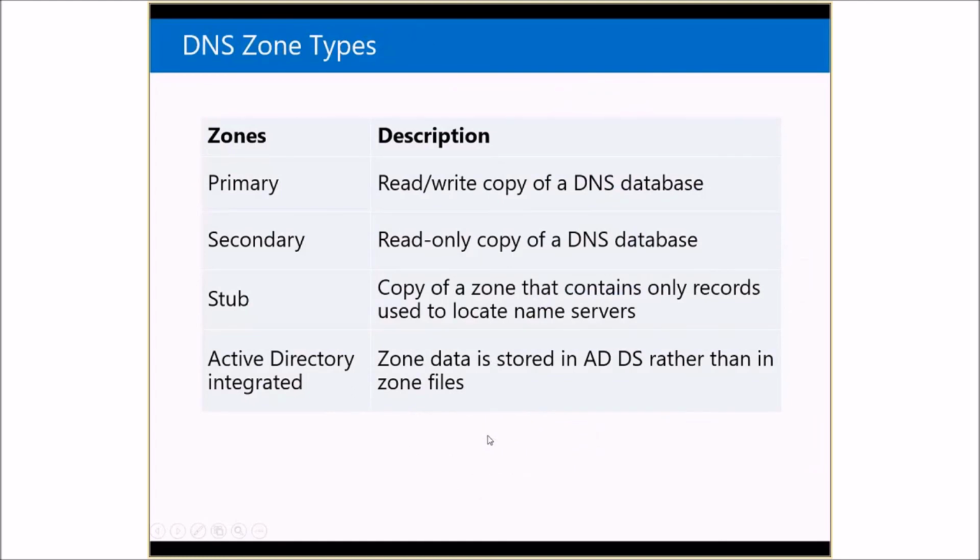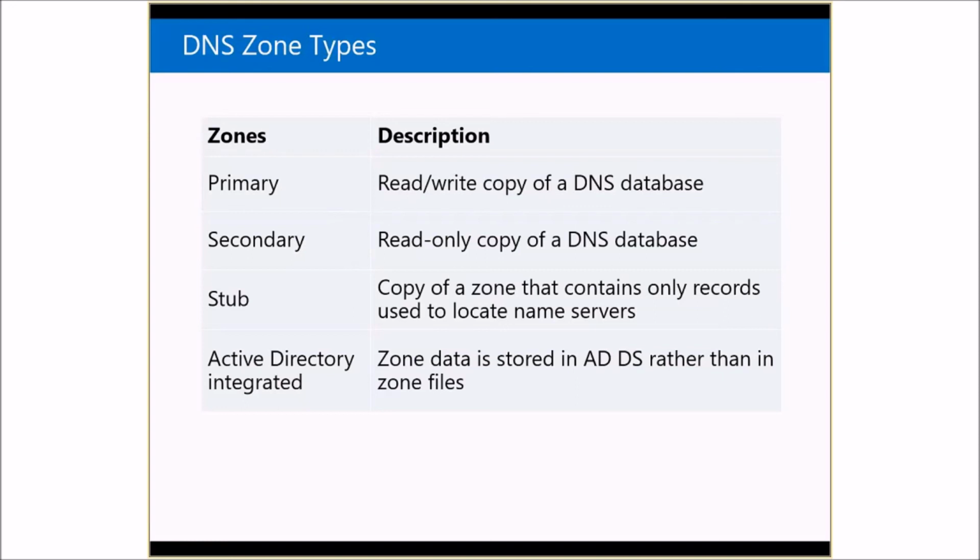So, the zone types. You can have a primary zone. A primary zone is a read-write copy of the DNS server. Then you have a secondary zone. Secondary is really just a backup. If you have a DNS server that's not Active Directory integrated, you have to have a primary one, which can actually resolve names and you can make changes to the records.